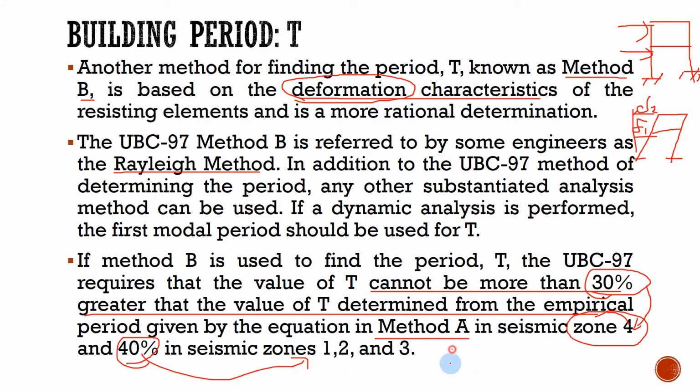So what that means, guys, is that the TB, or the period you got from method B, should be less than or equal to 1.3 of TA. Okay, so once it passes that, then this will be the prevailing T. So that is based on this condition, guys: T cannot be more than 30% greater than the value of T from method A.